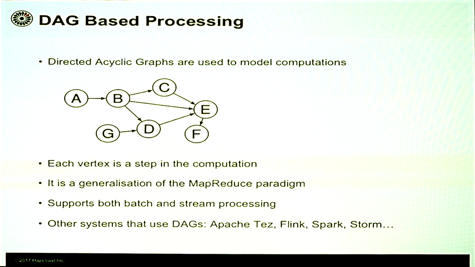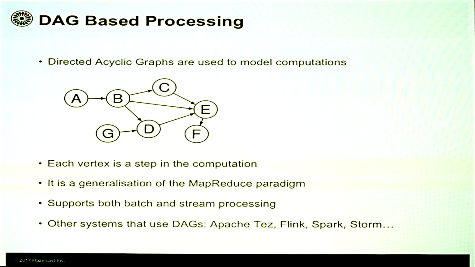If you notice, the Java 8 streams is a DAG. Actually, forget about Hazelcast, the Java 8 stream in the JVM is a DAG. And other popular ones are Spark, Flink, Apache Tez, Storm. If you guys have used any of these, they are very popular. And again, Hadoop MapReduce itself is a very specific version of a DAG.